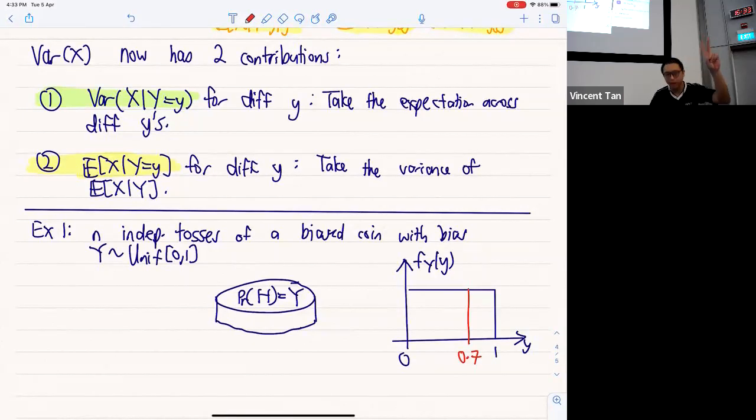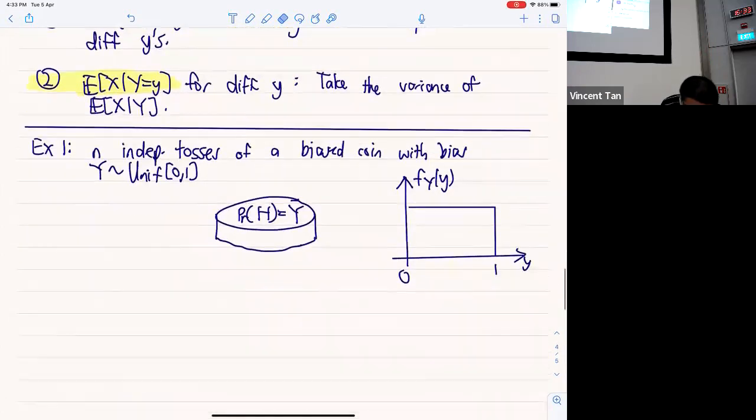So there are two layers of randomness. One is y, and another is the n tosses. So the bias of the coin could be anything from 0 to 1, not necessarily 0.7. But it is something.